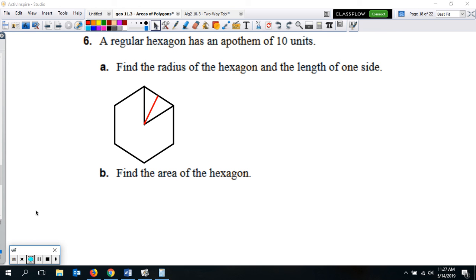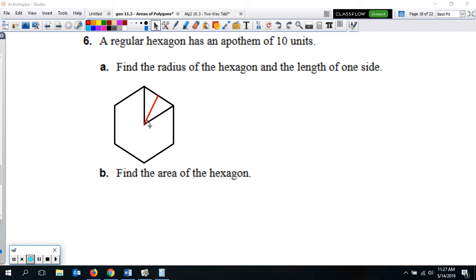Okay, so for number 6, a regular hexagon has an apothem of 10 units. For A, we're finding the radius of the hexagon and the length of one side. So again, we're going to want to draw this out. So draw 6 sides on this, do your best, and then try to find a central point here in the middle, and then draw a line, a segment from that center point to each vertex from here to here.